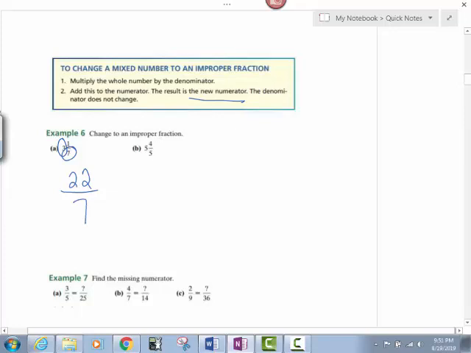Let's do the same thing with this problem. We're going to multiply the whole number, that one, by the denominator. So 5 times 5 is 25. We're going to add it to that number. 25 plus 4 is 29. The denominator does not change. That stays as a 5. Okay. Alrighty.